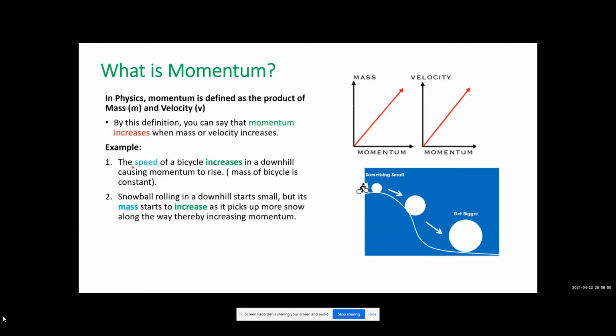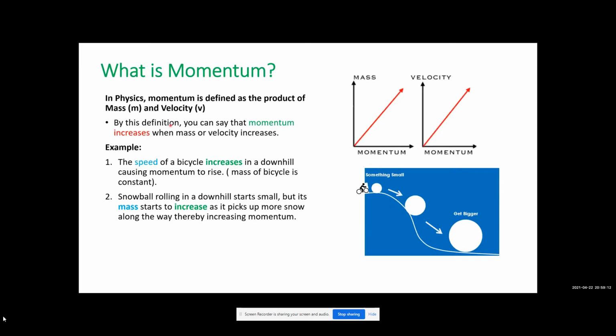First example here: the speed of the bicycle increases on a downhill, causing momentum to rise. Again, if you can't see the screen, just log off and log back in. You will be able to see it. It's just a Zoom issue.